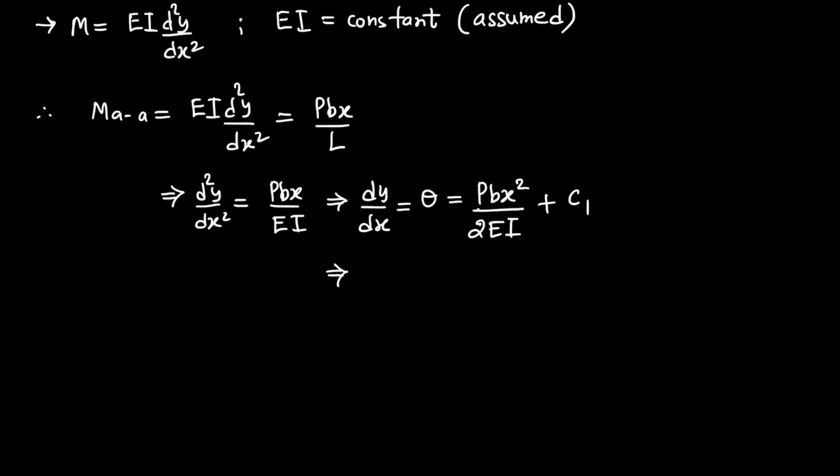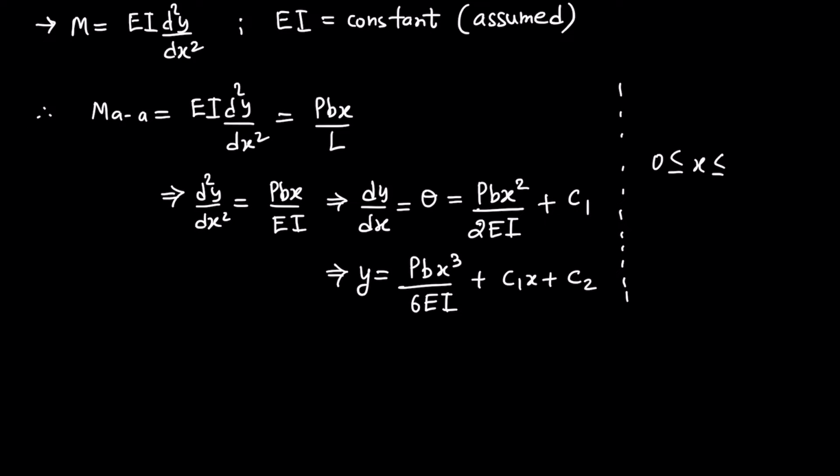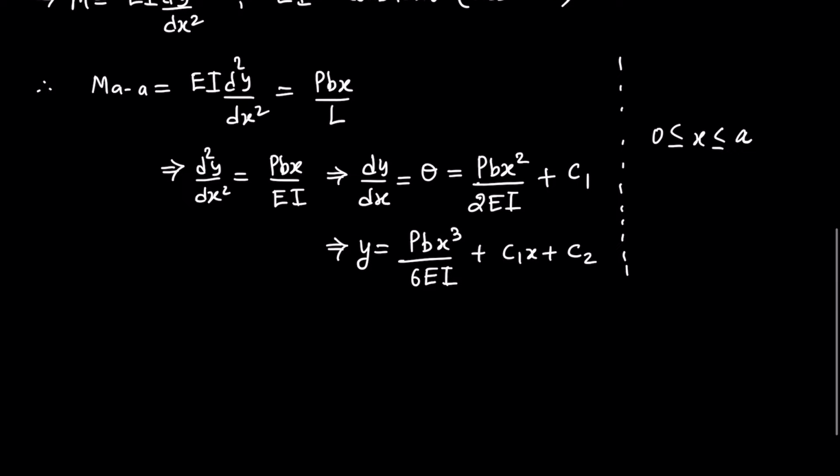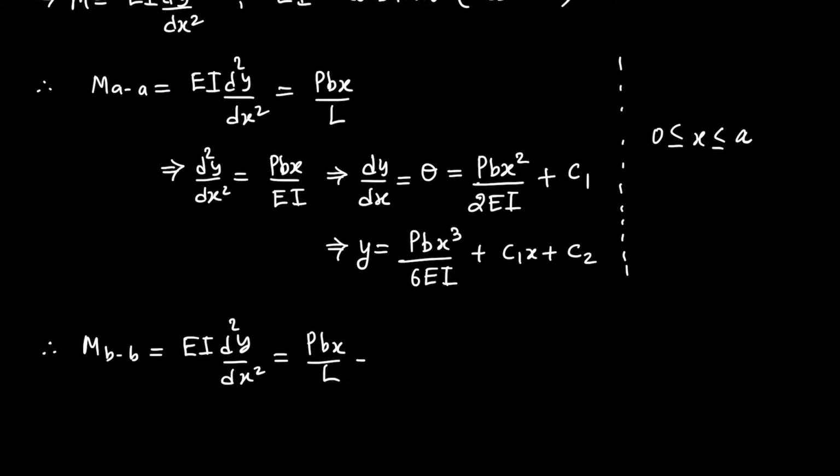Similarly, if I integrate it further, I'll get the deflection y. y will be equal to PBx cube by 6EIL plus C1x plus C2. Now we need to remember one thing, that this is valid for x equal to 0 to x equal to A. Now also I can say M_BB will be equal to EI d2y by dx2, which is equal to PBx by L minus P(x minus A).